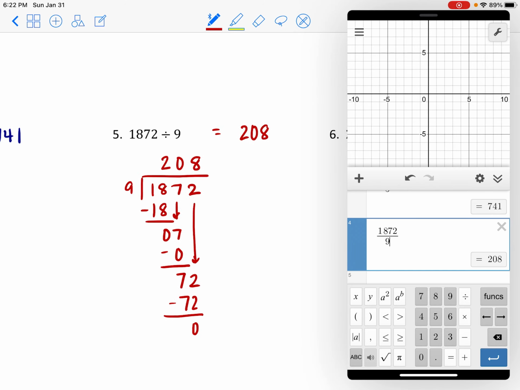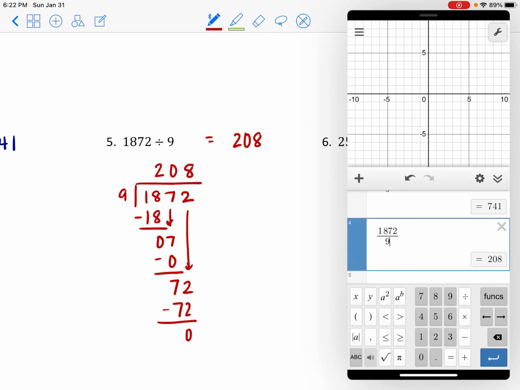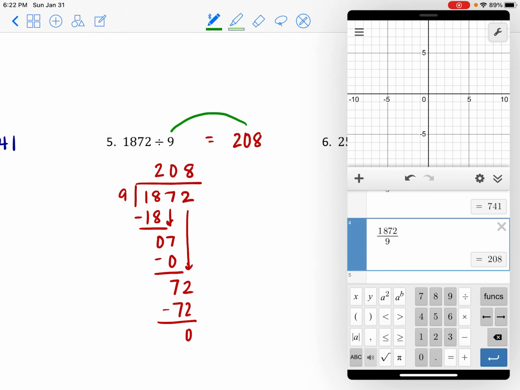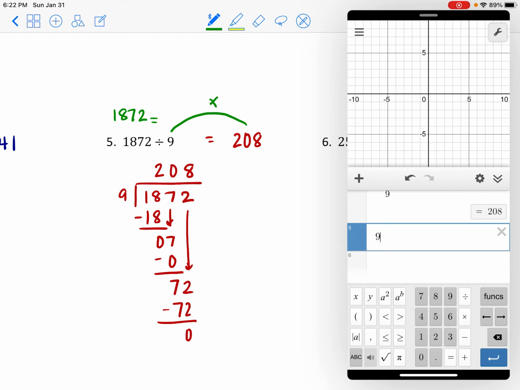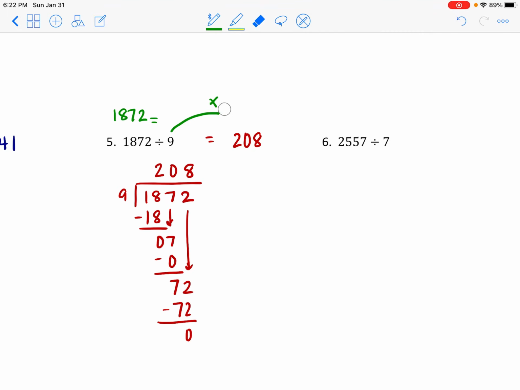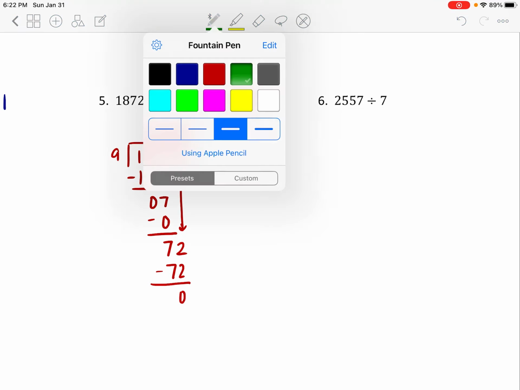And just so you are aware, if you wanted to work backwards, 208 times 9 will take you back to 1,872. Remember, those are opposite operations, so I could also take 9 and say, when I multiply it by 208, I better get back to my 1,872, and in fact I do. Okay, so we can use multiplying to check our work here. All right, let's try another one.